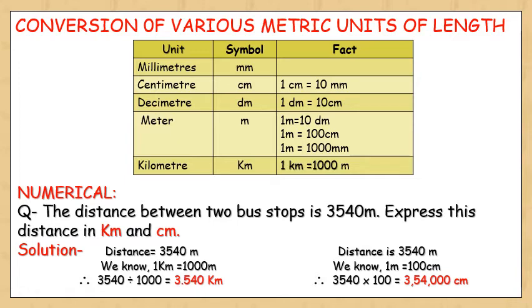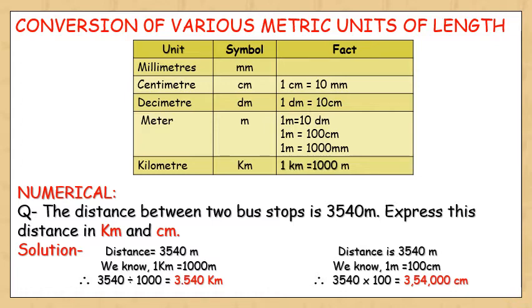If we talk about meter, then 10 decimeters make 1 meter, 100 centimeters equal to 1 meter, and 1000 millimeters are equal to 1 meter. Okay, now next is kilometer. So for kilometer, students, in 1 kilometer we have 1000 meters. It means that 1000 meters make 1 kilometer, or 1000 meters are equal to 1 kilometer.